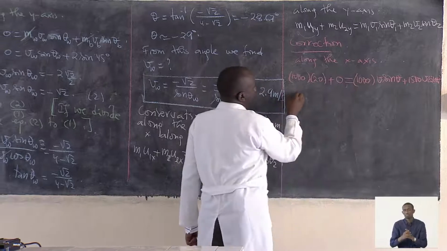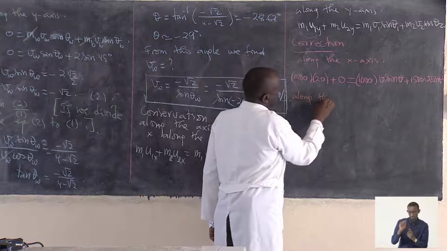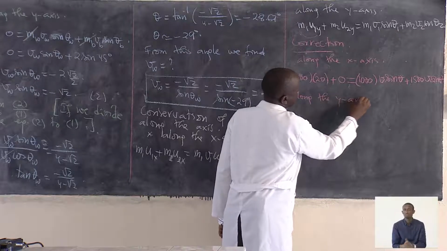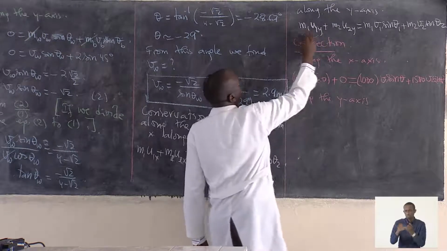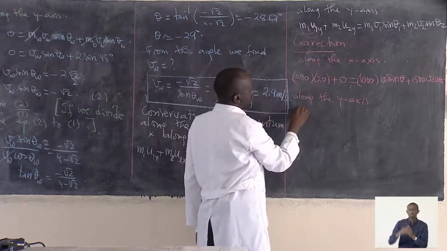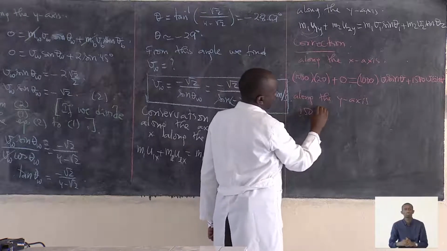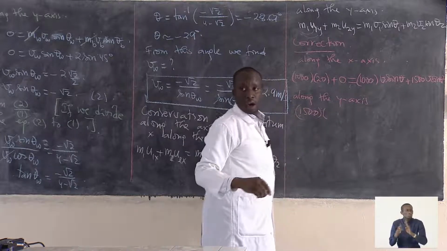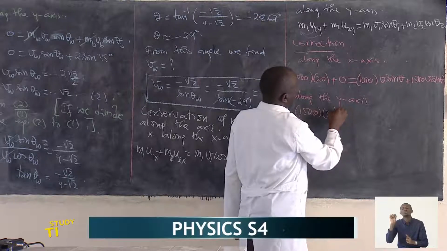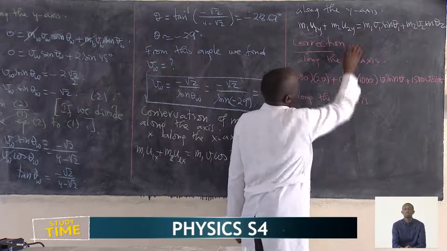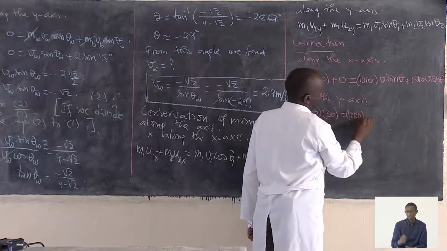And what about along the y-axis? Along the y-axis, we have this equation here. We don't have that, but we have this, which means we have 1,500 times the speed. The speed of the second car is 30. This is 30. And this is equal to what we have there, the component, that is 1,000 times the v.